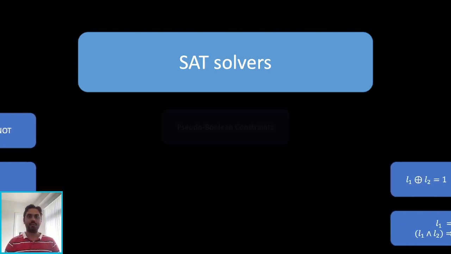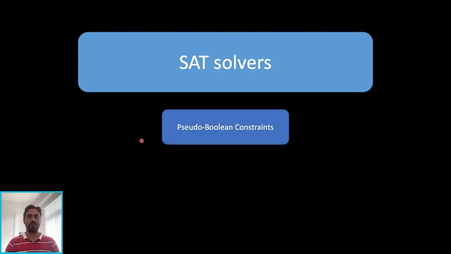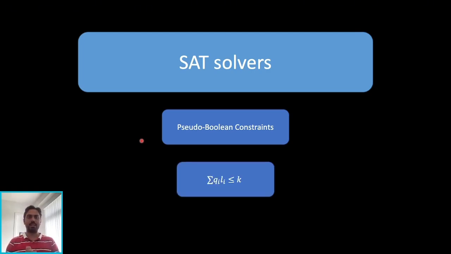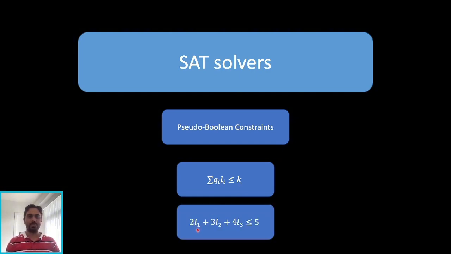In particular, we are focusing on a specific type of Boolean constraints, which are called pseudo-Boolean constraints. So what is that? They look like linear inequalities. These are the literals, the Li's. They have some coefficients, the Qi's, and we are summing them, and that entire sum should be less than or equal to K. This is one example, which is 2L1 plus 3L2 plus 4L3 is less than or equal to 5. This is not in the form of clauses, so that's what we are trying to do.